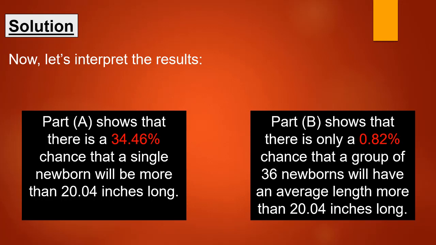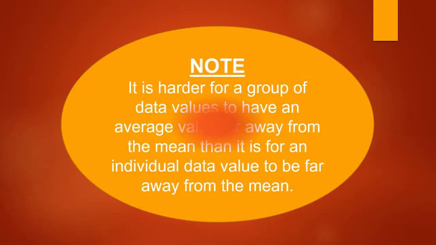And that brings us to a little bit of a note here. What the note says is that it's harder for a group of data values to have an average value far away from the mean than it is for an individual data value to be far away from the mean. So one data value escaping from the mean, right? One baby being a little bit tall, that's not that hard. But for a group of those babies to be that tall, to have an average length that tall, that's very hard to do.